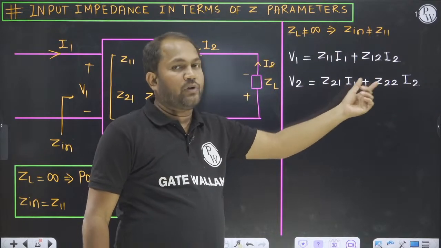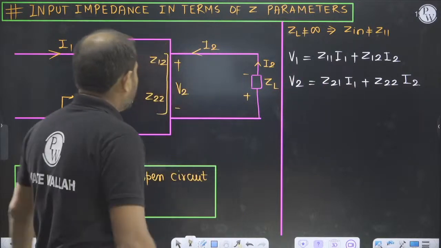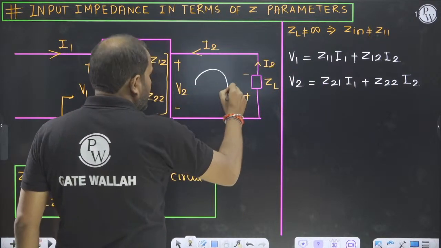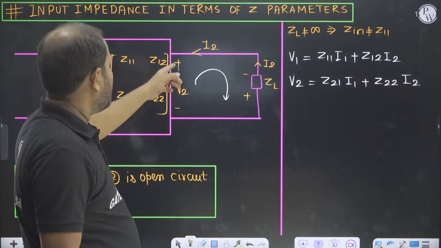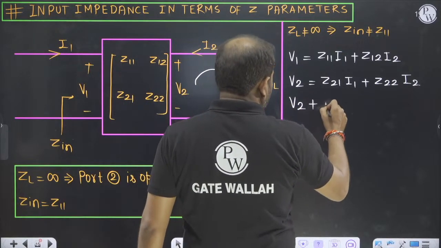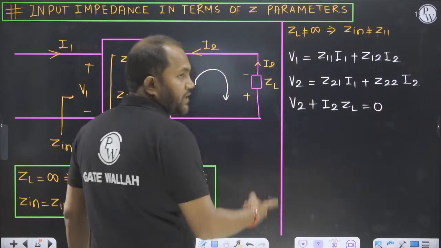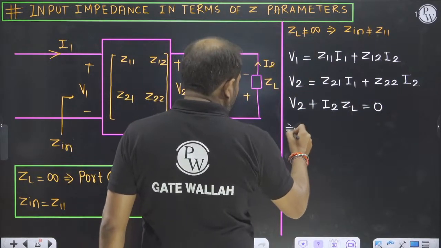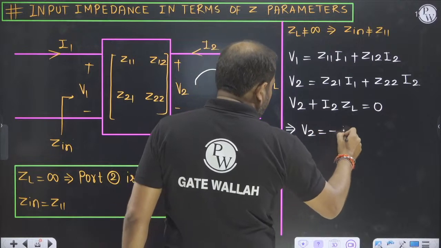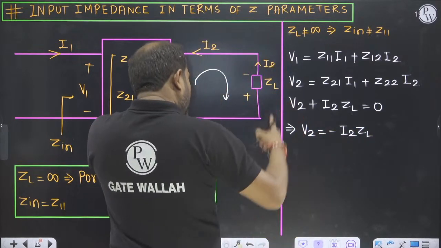If I am trying to find out I2 in terms of I1, V2 will be stopping here. So I will just apply KVL here: V2 plus I2 ZL is equal to 0. From KVL, V2 will be equal to minus I2 ZL. Then I will put V2 here.